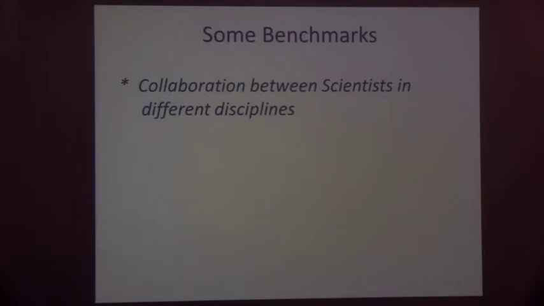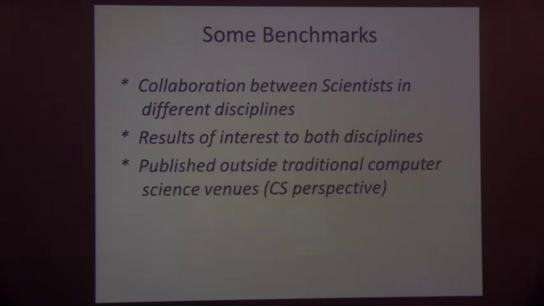So now, how do you measure? Are there some benchmarks to have some informal idea on whether the interaction is successful in interdisciplinary work? Well, firstly, it would certainly be nice to have a true collaboration between scientists in different disciplines, and it produces results of significance to both disciplines. And also, a good sign is that some of the results will be published outside of the traditional computer science journals or conferences.